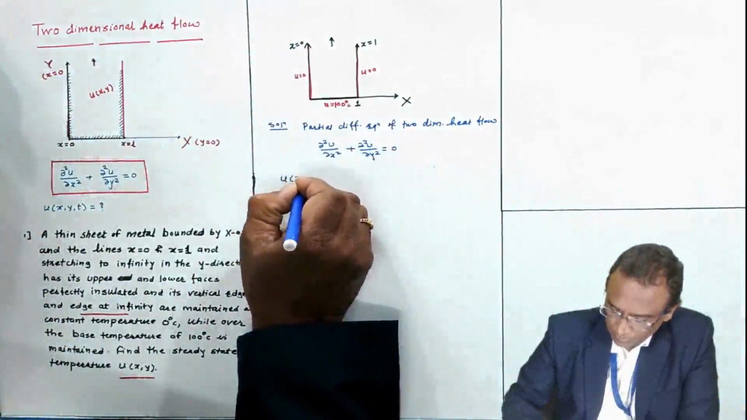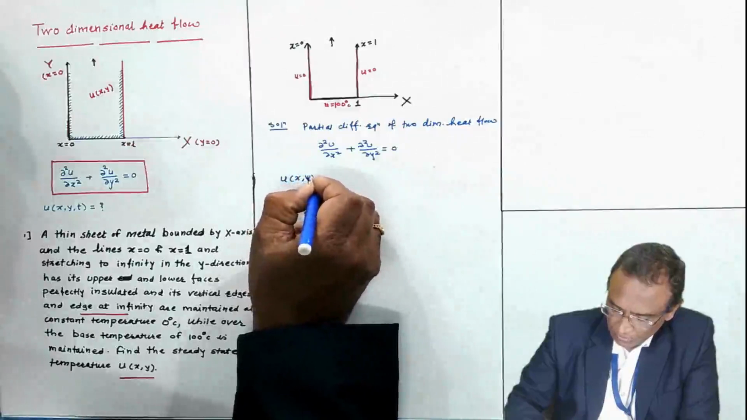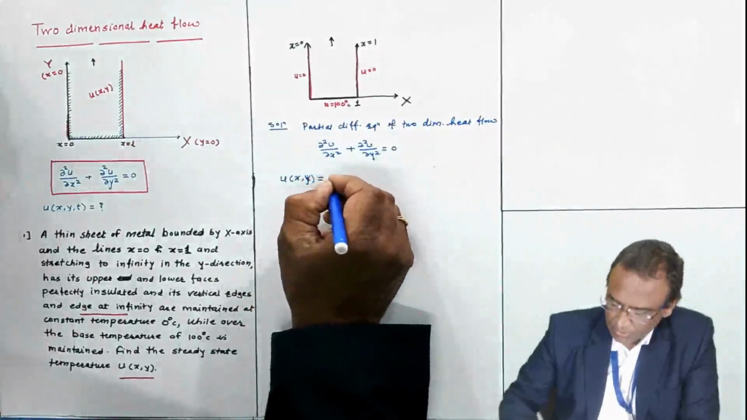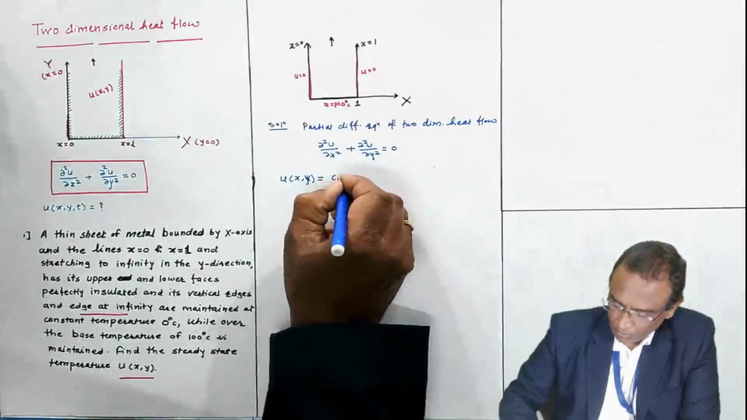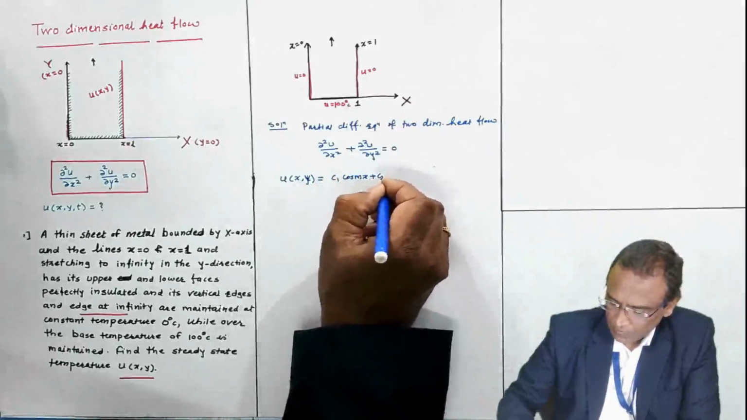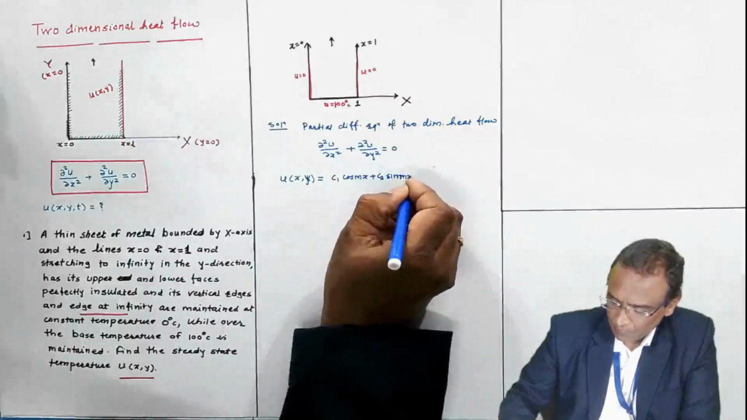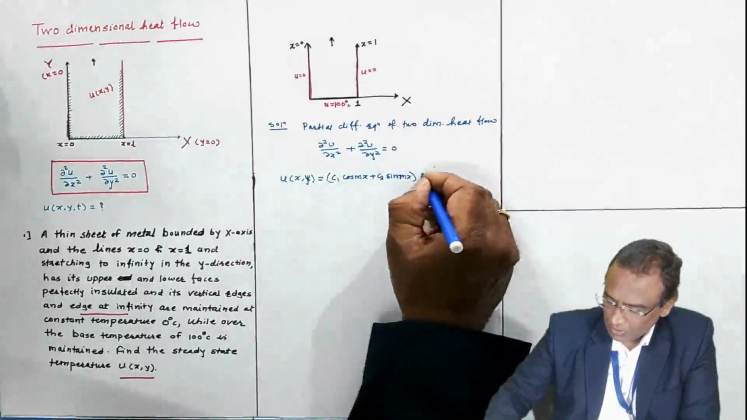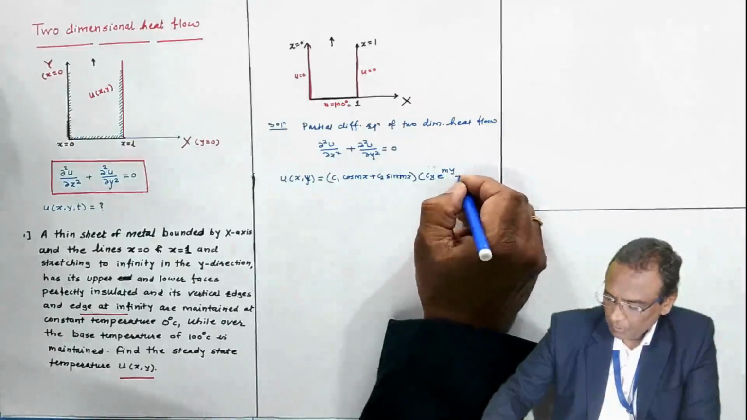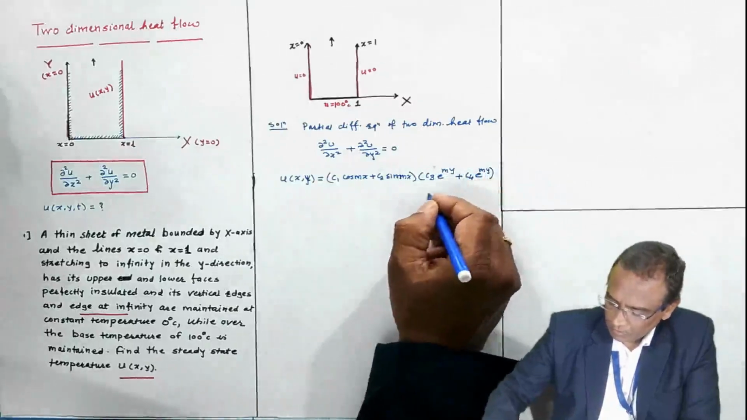This solution u is a function of x, y and t. Here u of x, y is the temperature at any point. u = (C1 cos mx + C2 sin mx)(C3 e^(my) + C4 e^(-my)). This is our equation 1.